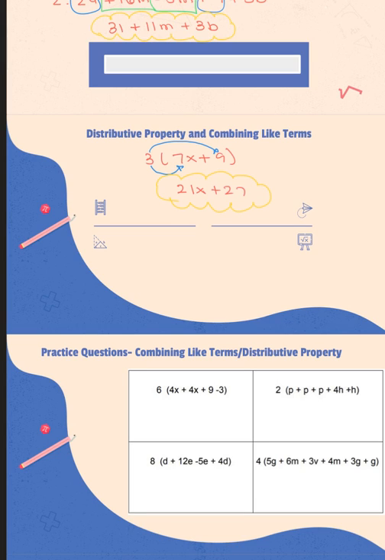The next example I have is negative 7 times the quantity 6m plus 2g plus 9. Again, everything inside of the parentheses gets multiplied by my negative 7. So I get negative 42m minus 14g minus 63. And again, I cannot combine them together because they are not like terms, and that is my final answer.